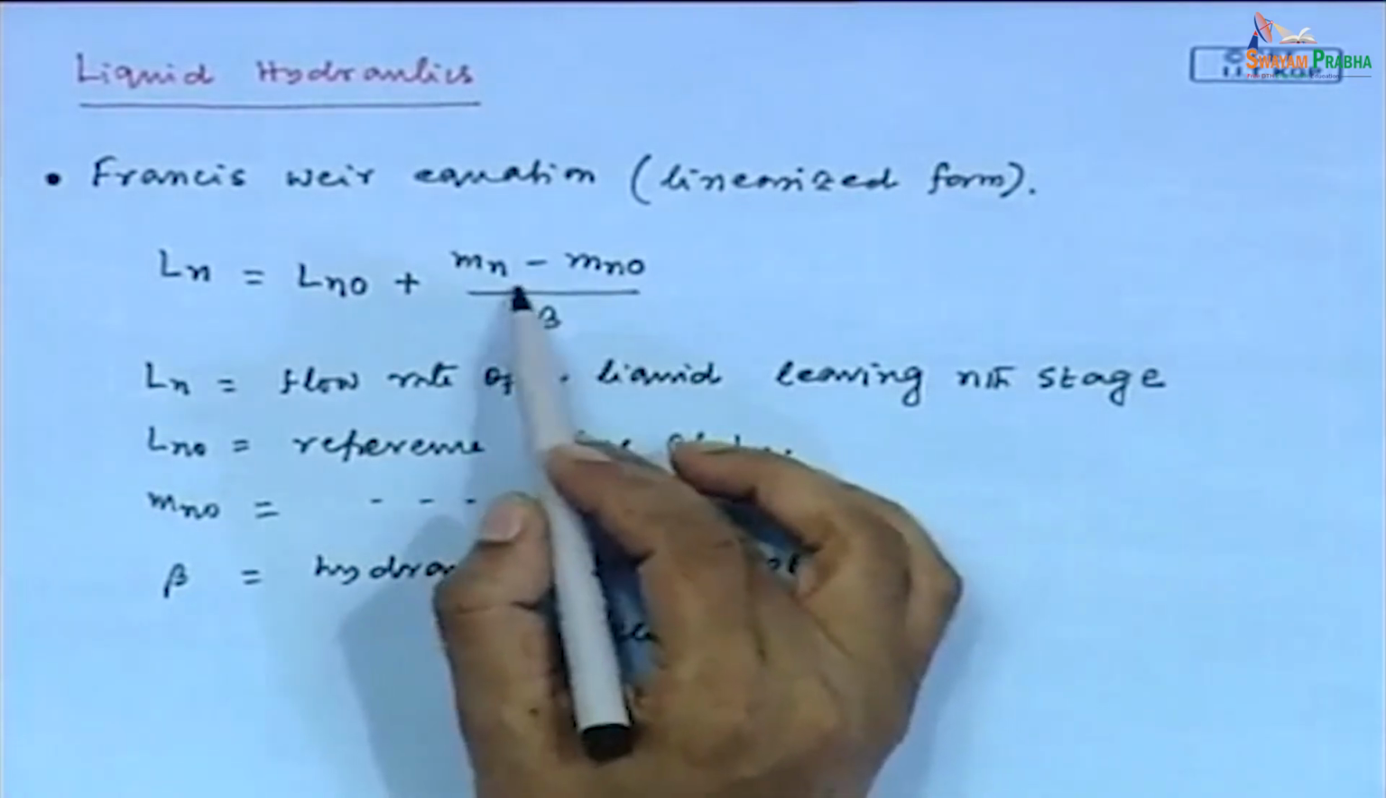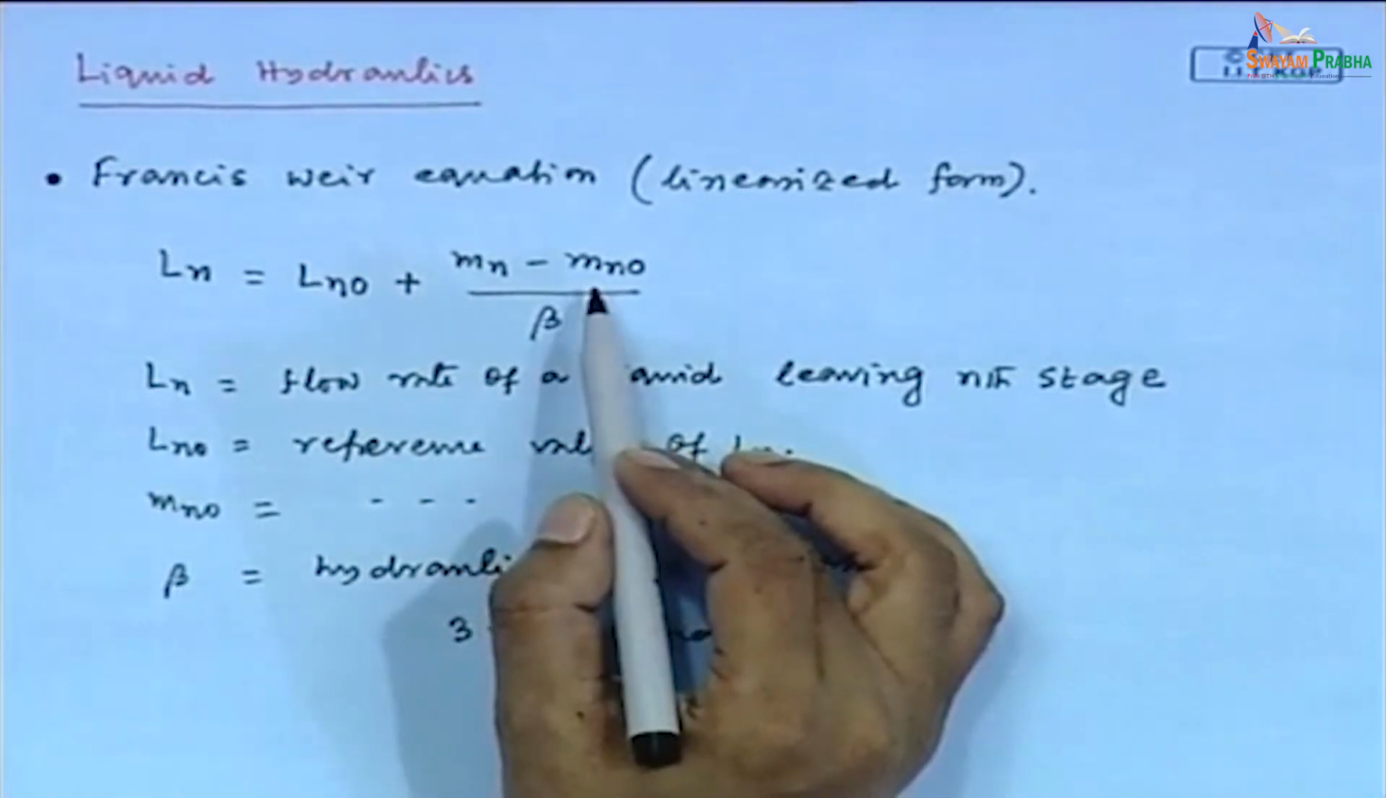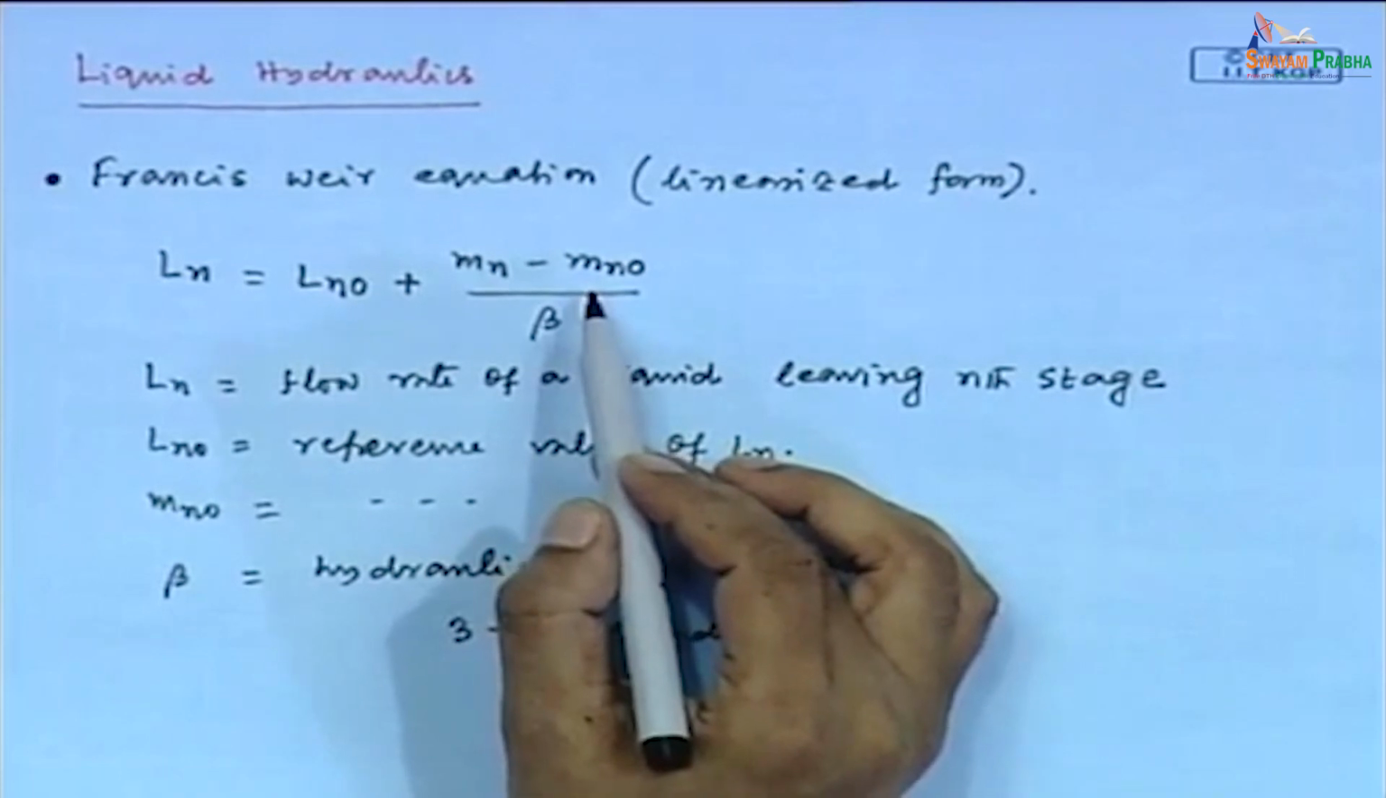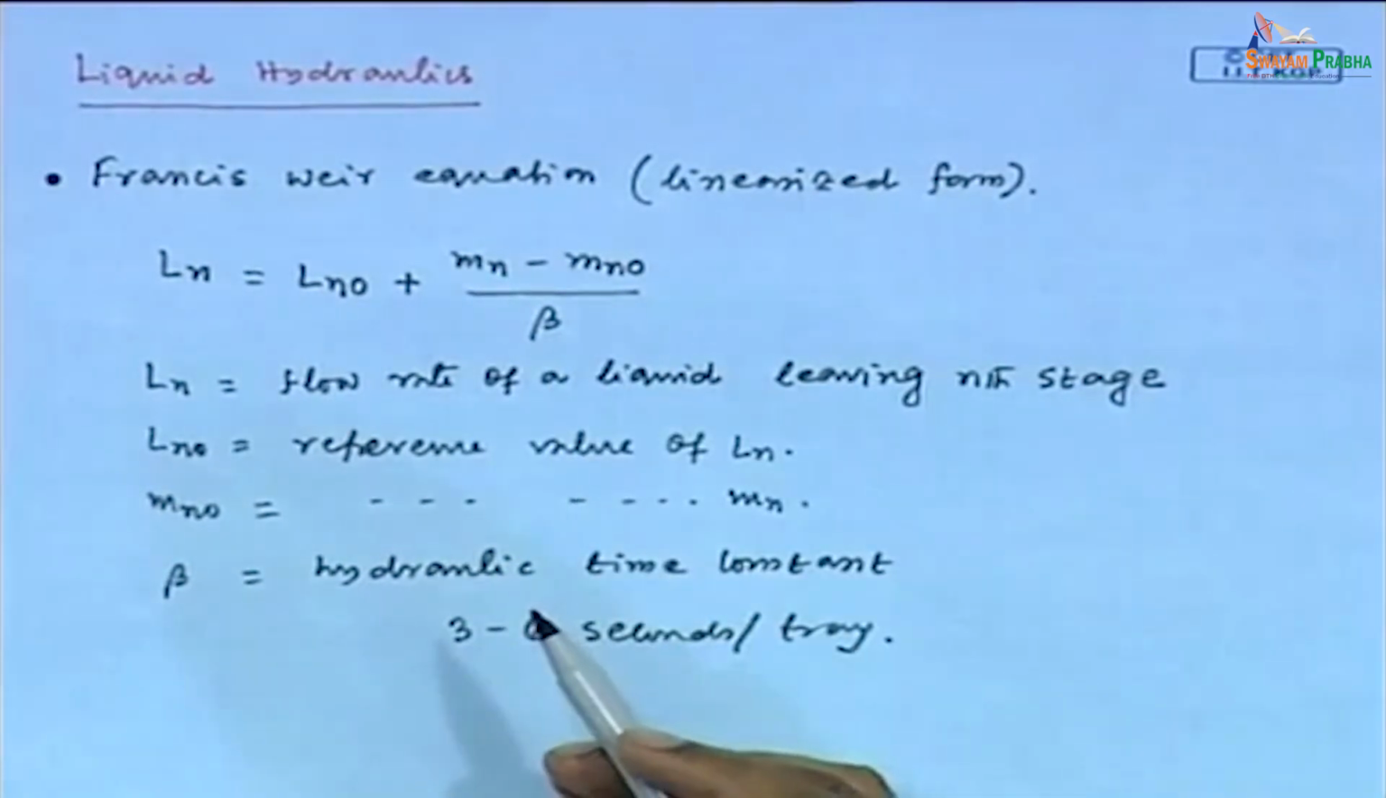That means, you see the difference between Mn and Mn naught, that is divided by the hydraulic time constant, then that amount is added to Ln naught to calculate Ln. This is the simplified version of the Francis-Weir formula. Other forms include the nonlinear versions. So, we will consider this simplified form in the example distillation column modeling.